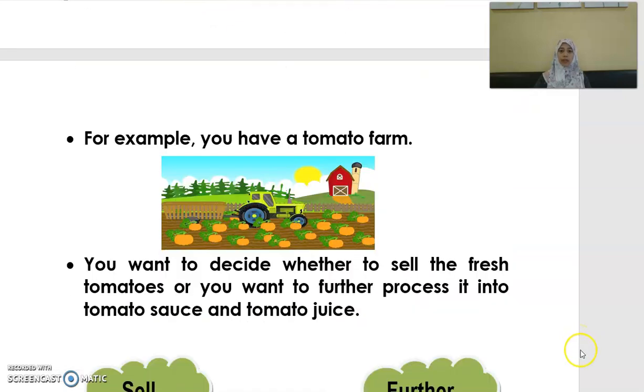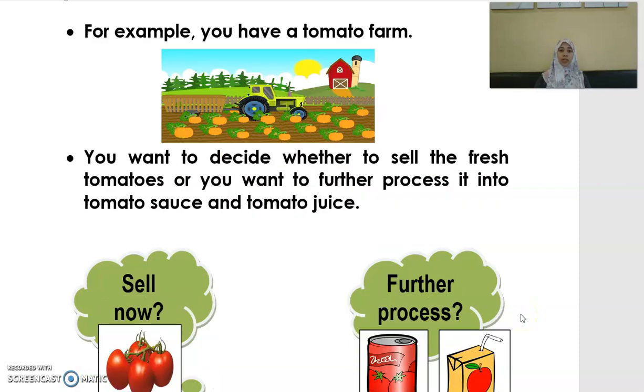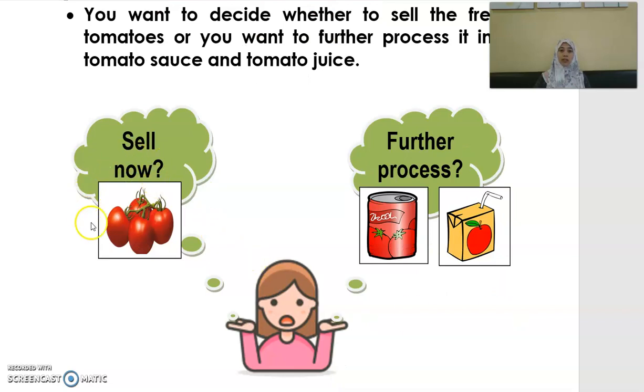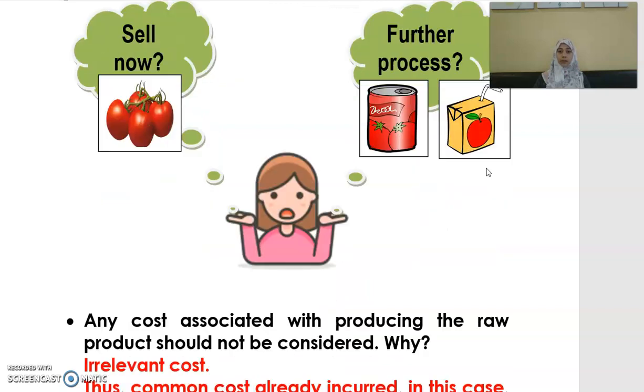For example, you have a tomato farm. You want to decide whether you want to sell the fresh tomatoes or further process them into tomato sauce and tomato juice. So you want to make that decision. You sell it now as raw tomatoes, or you further process that and sell it as tomato sauce or tomato juice.